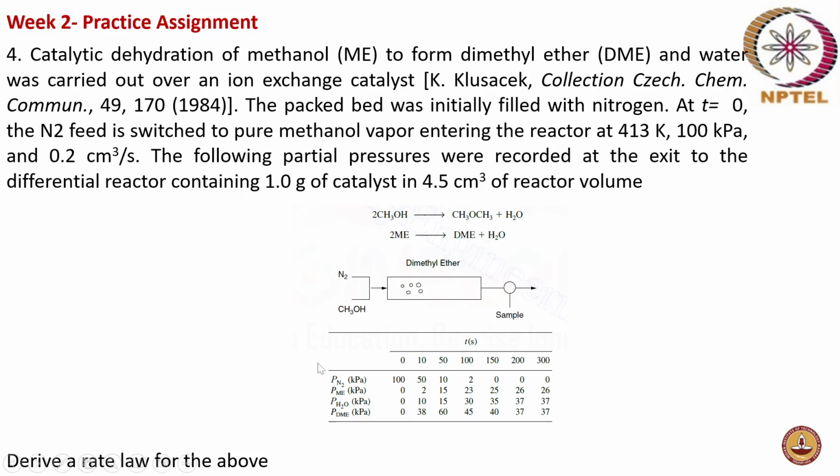Because when you see the data, you will see that the partial pressure of nitrogen at 0 is 100, and then at 10 it is 50. At 50 seconds it is 10. So one may think, why is nitrogen still coming when they say that at time t equal to 0, nitrogen in the feed is switched to pure methanol? You would have had that doubt, right, when you looked into the data.